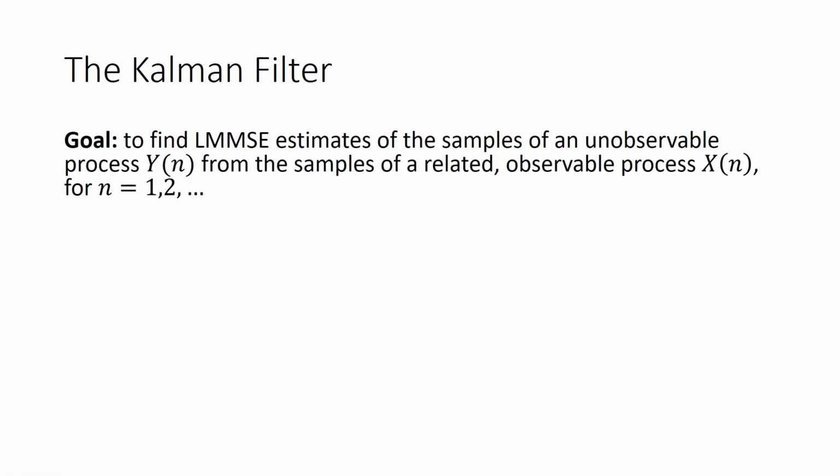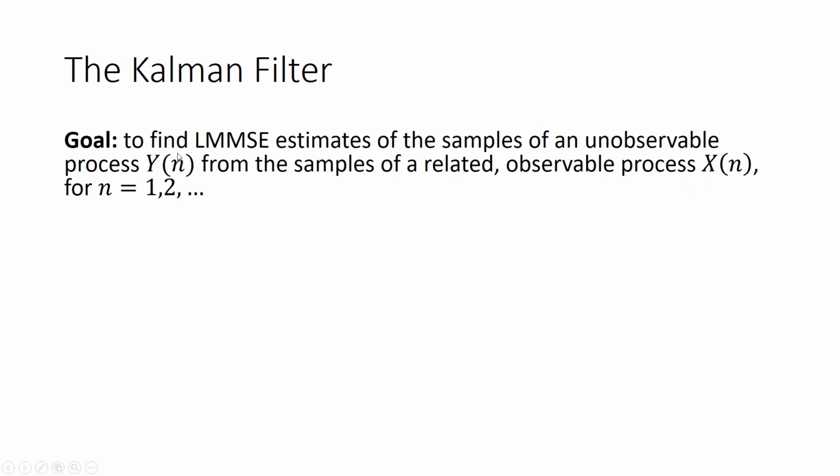In this video, we're going to learn about the observation and system model of the Kalman filter. Before we begin with them, let's recap quickly what the objective of the Kalman filter is. Our goal is for any time step n to find the LMMSE estimates of the samples of a process y of n, which we cannot observe directly, from the samples of a related process, which we can actually observe, x of n, obtained up to that time.